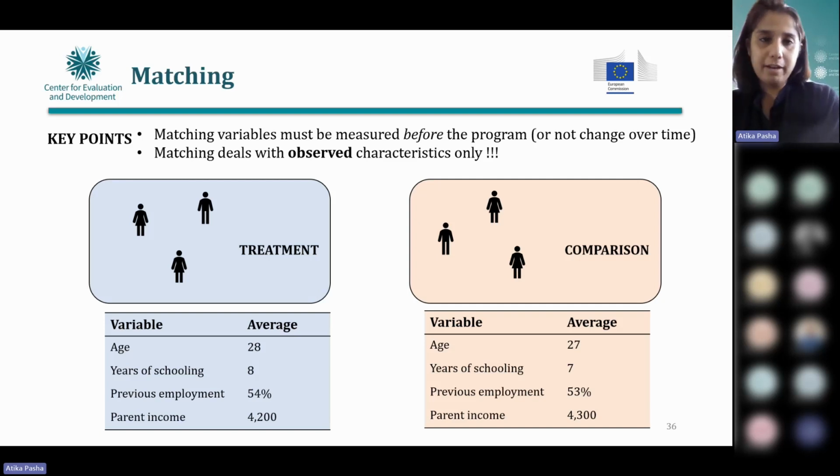Right, and the final challenge, of course, remember we were talking about observed characteristics and unobserved characteristics. In this case, it's important to remember that matching is able to consider only observed characteristics, so age, years of schooling, previous employment or years of employment, or parental income, but is unable to capture unobserved characteristics such as, for example, self-confidence or motivation.